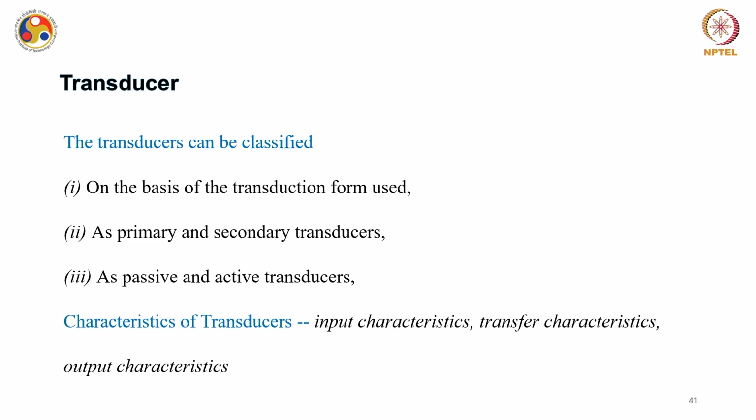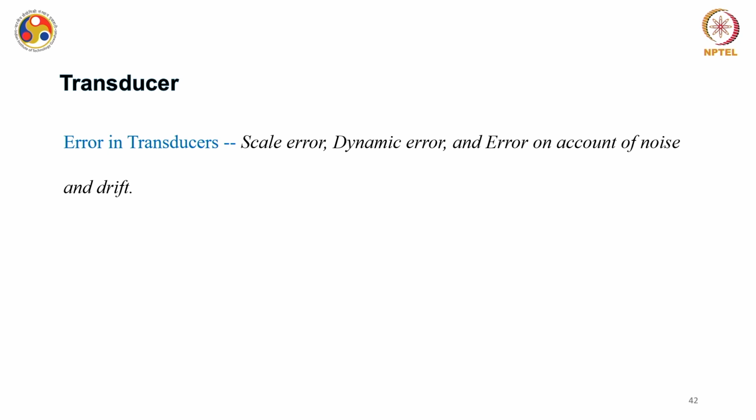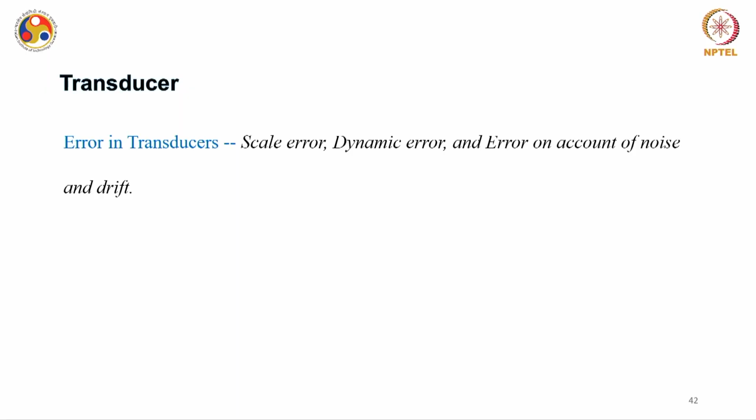We classified them under different heads, like on the basis of the transduction form used, as primary and secondary transducers, as passive and active transducers, and so on. Then we saw different characteristics of a transducer, like input characteristic, transfer characteristic, and output characteristic, which are of use to the end user. The end user will choose a transducer based on its input, output, and transfer characteristics. We also discussed different errors in the transducer, including scale error, dynamic error, error on account of noise, and so on.